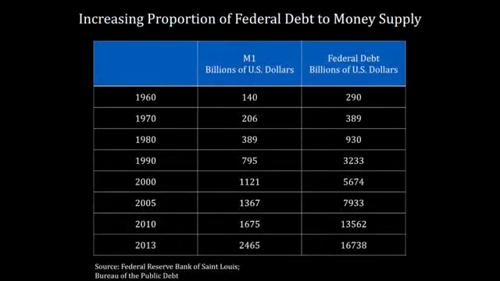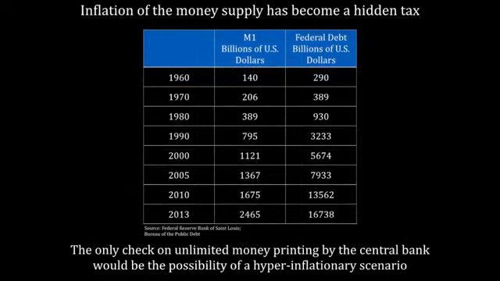Consider the following chart. In 1960, the federal debt was less than 2 times the money supply. In 2013, it grew to almost 7 times the money supply. In essence, the inflation of the money supply has become a hidden tax on the public. And since there is nothing to constrain depreciation of the dollar, the government has a virtually unlimited power to tax without voter approval. Interestingly, the only check on unlimited money printing by the central bank would be the possibility of a hyperinflationary scenario. Thus far, no major currency has experienced this, nor does it seem imminent in the near future.